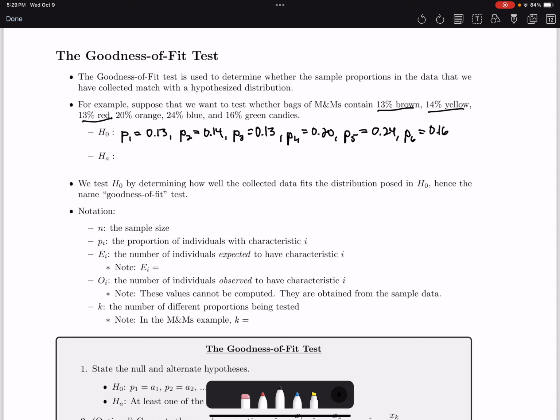So instead of trying to write down all of the ways that the null hypothesis might fail to be true, we're just going to write out in words that at least one proportion, which I'm going to abbreviate as P sub I, is different than stated in the null hypothesis. Okay, so that's how we set up the hypotheses. Now we test the null hypothesis by determining how well the collected data fits with the distribution posed in the null hypothesis, and that's why it's called a goodness of fit test.